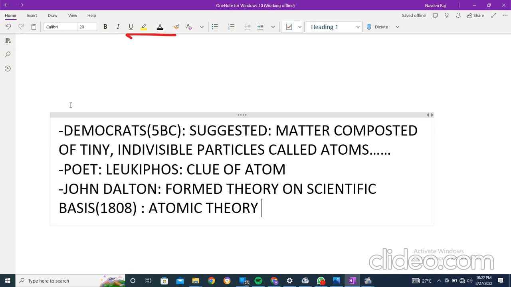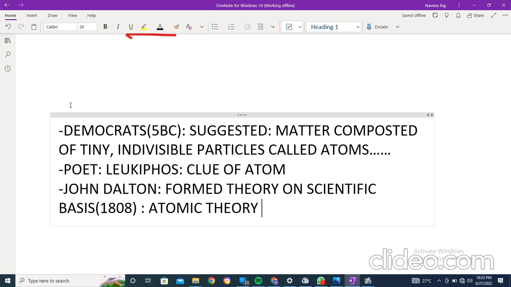Moving forward, the theory was about the same idea. As mentioned, on a scientific basis he properly and formally laid out all the concepts, and the theory was formed. So we'll be looking into the points of this theory one by one. But before that, wait a minute.